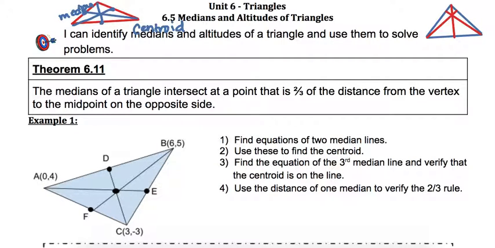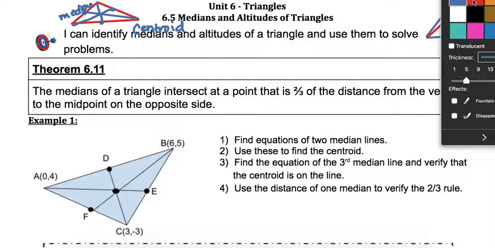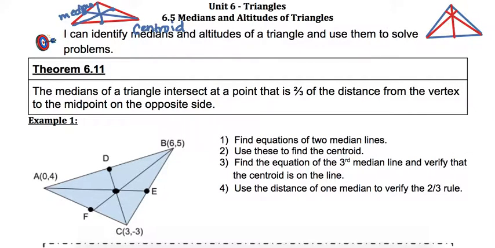So these are made up of our altitudes. And the altitudes meet at a point called the orthocenter. So with our current level of knowledge, we don't know enough about the orthocenter to help us with calculations, but we do know things about the centroid.